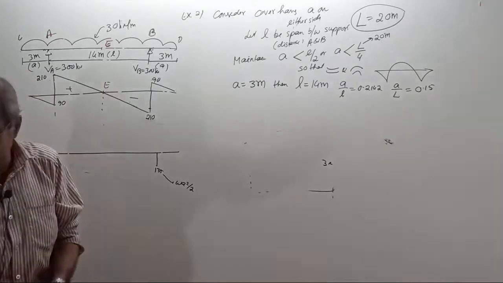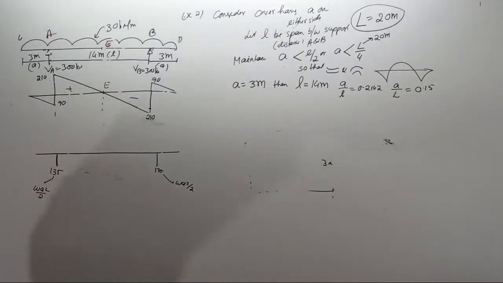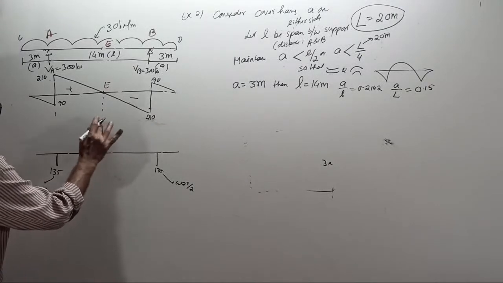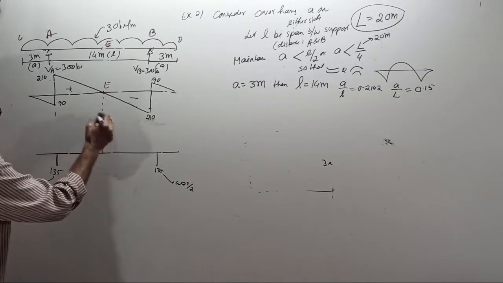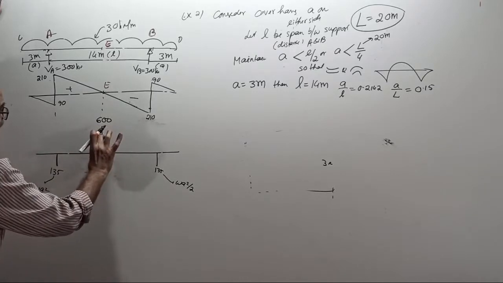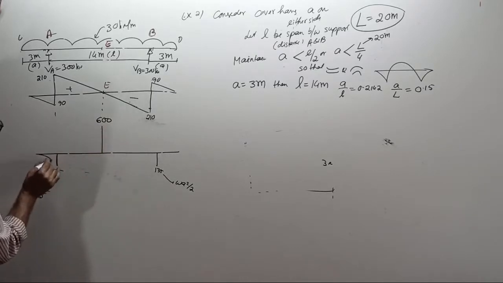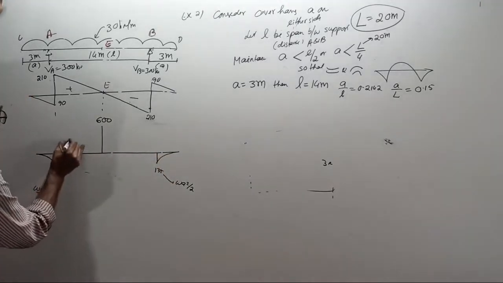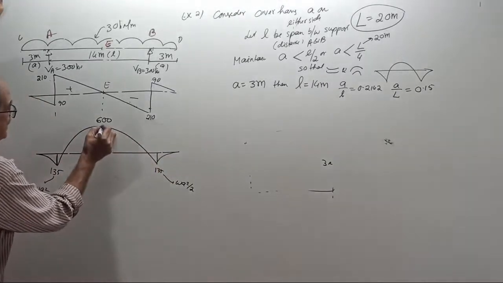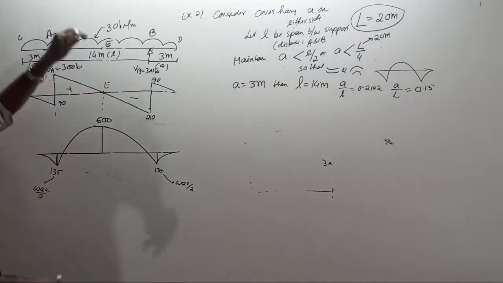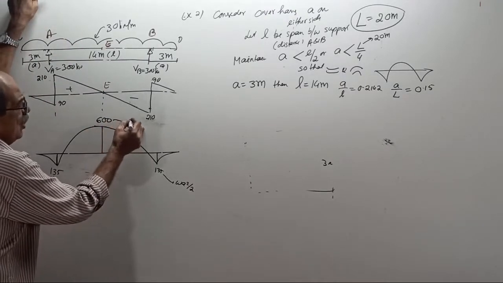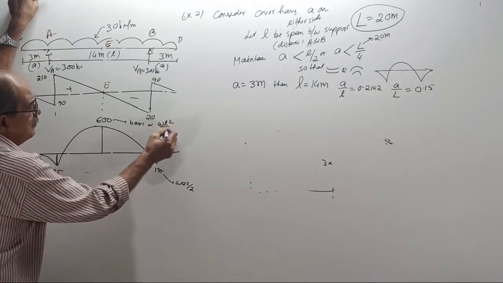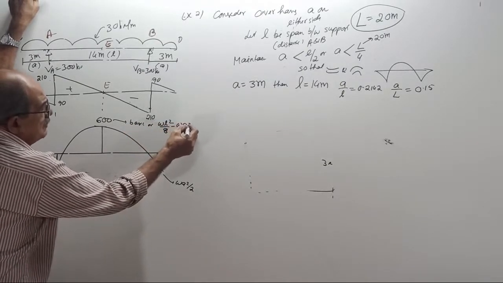Is it 600? Is it 600 here? Look, 600, half is 300 hogging, and hogging and sagging will come this way. 600 maximum. Correct? How did you get it? Either go for basic calculation or go for the formula WL square by 8 minus WA square by 2.